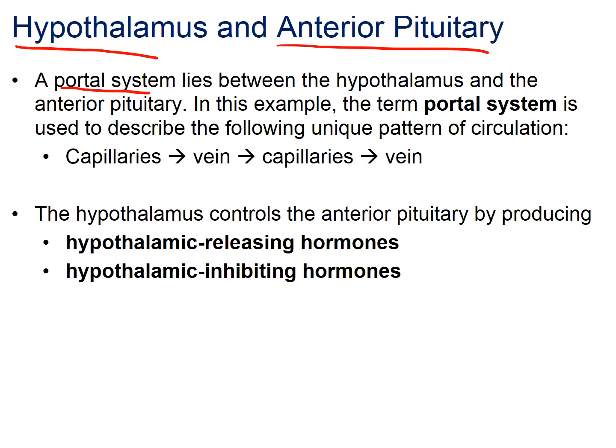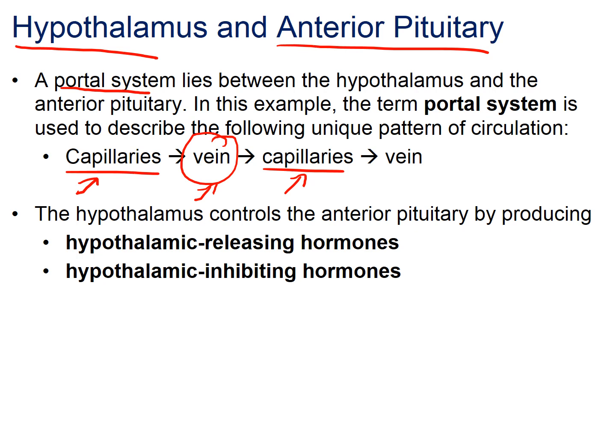What is a portal system? It's basically two networks of capillaries that are very close to each other, and then they are connected by blood vessels, usually a vein in most cases. And this is not the first time you learn about the portal system. If you think back in the urinary system, there was actually a portal system for the nephrons. We have the glomerulus, followed by the efferent arteriole, and then we have the peritubular capillaries.